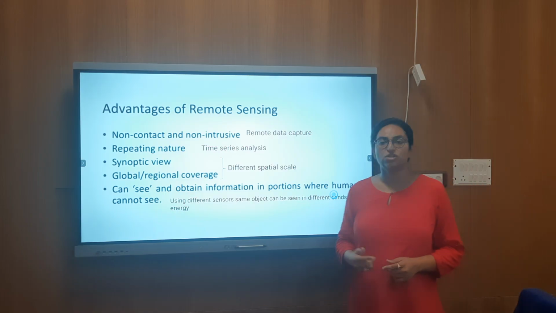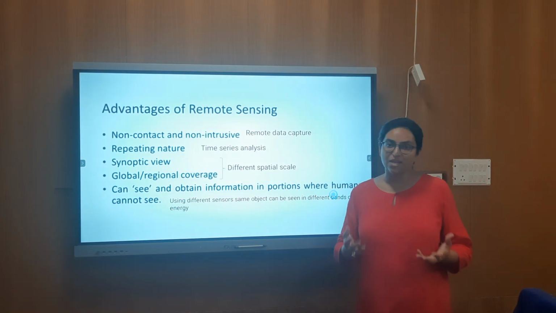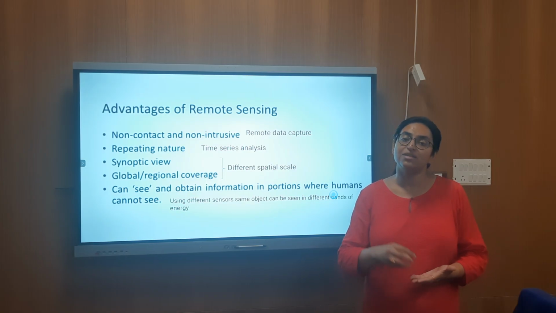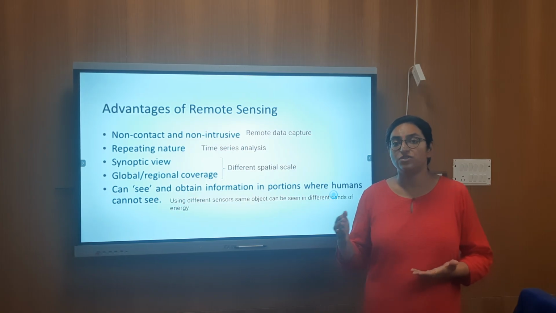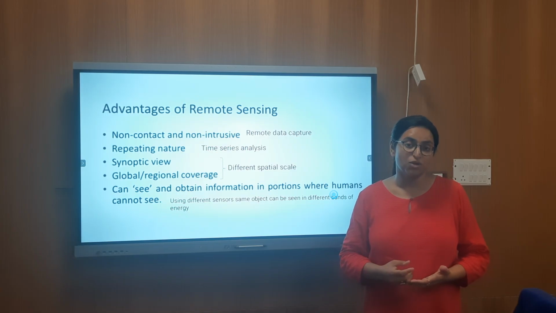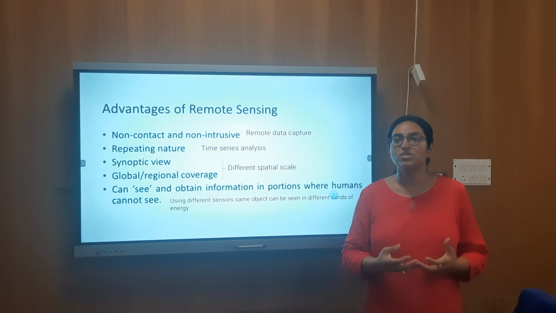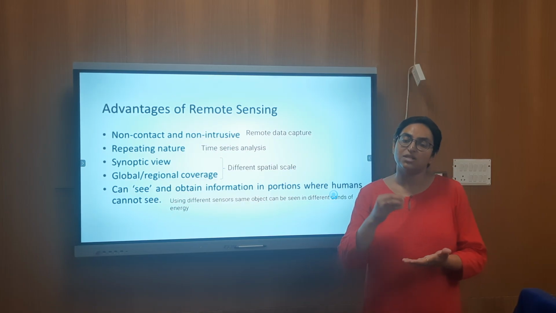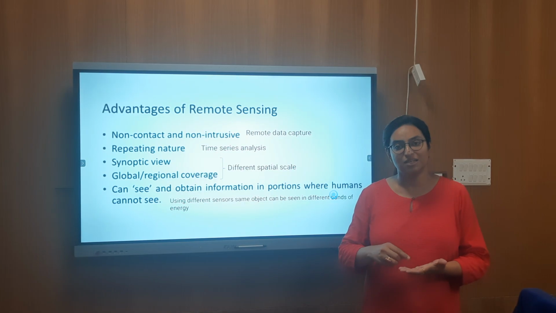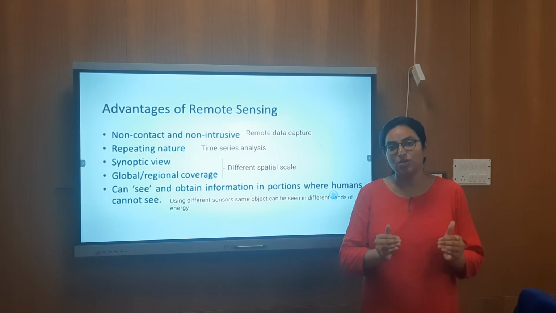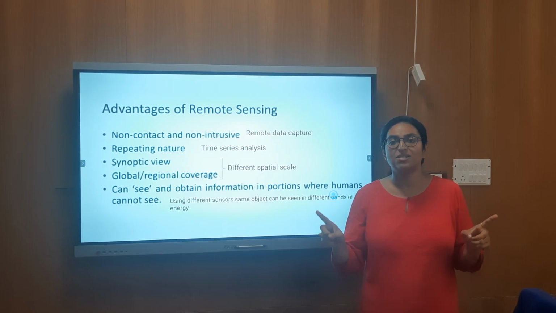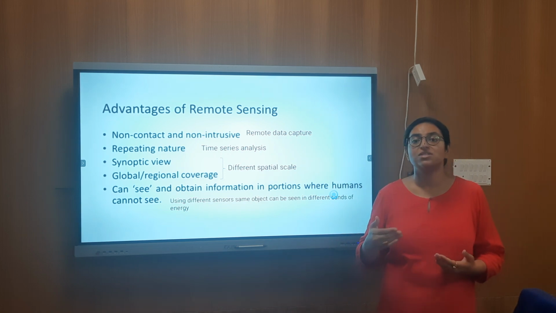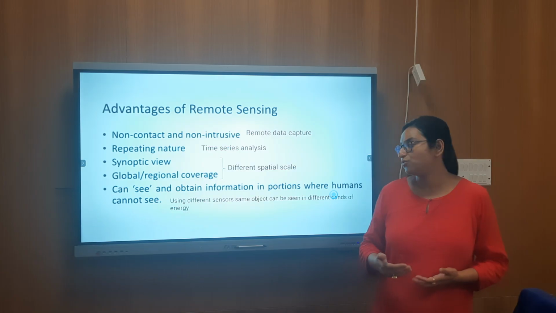Thirdly, the repetitive nature of remote sensing data. As I already mentioned, we can do a time series analysis of the changes that are happening in the same area after a certain period of time, based on the temporal resolution of the particular satellite. Suppose Landsat, which has a 16-day temporal resolution, so it means it captures data from the same place every 16 days. So if some changes happen, two images 16 days apart will show us the change. So we can do a time series analysis because remote sensing has a repetitive nature of data capture.